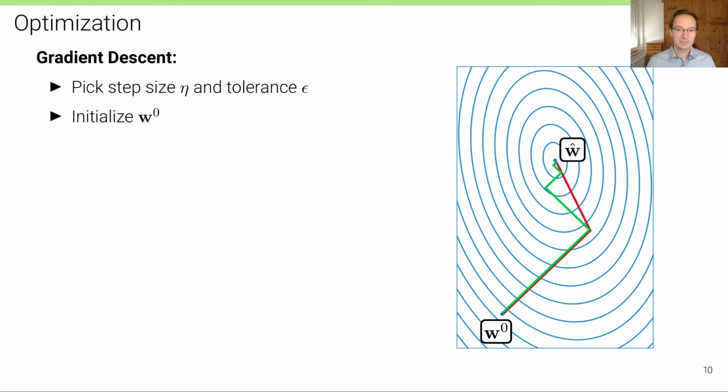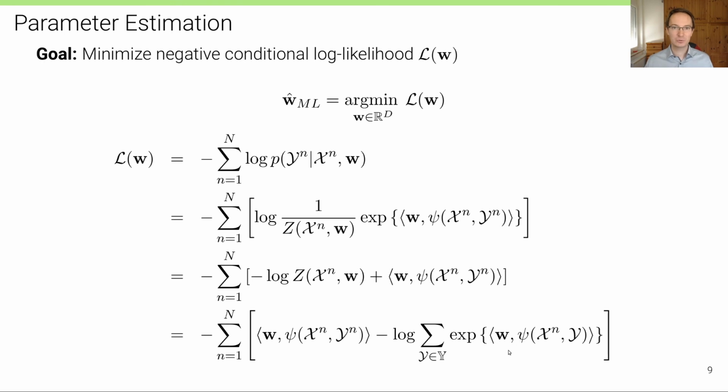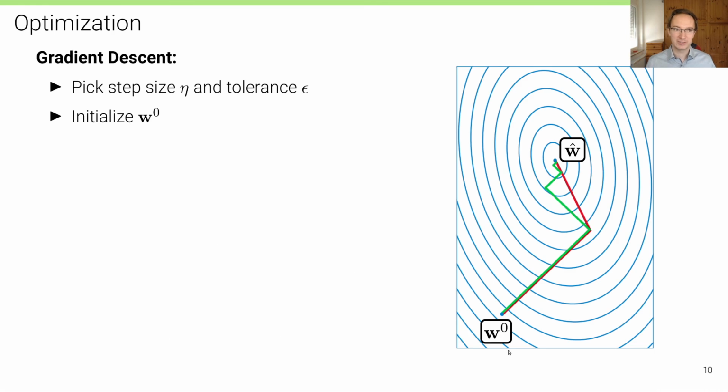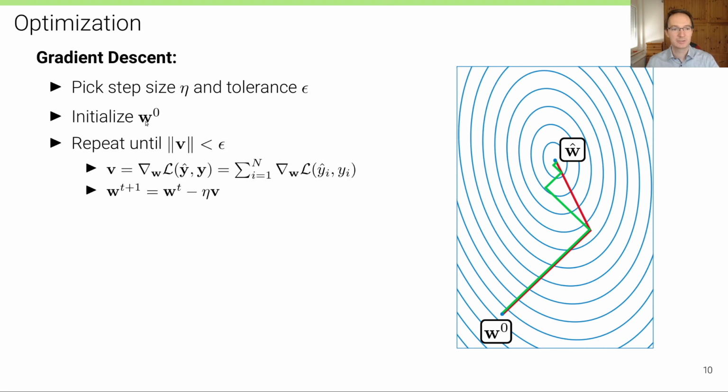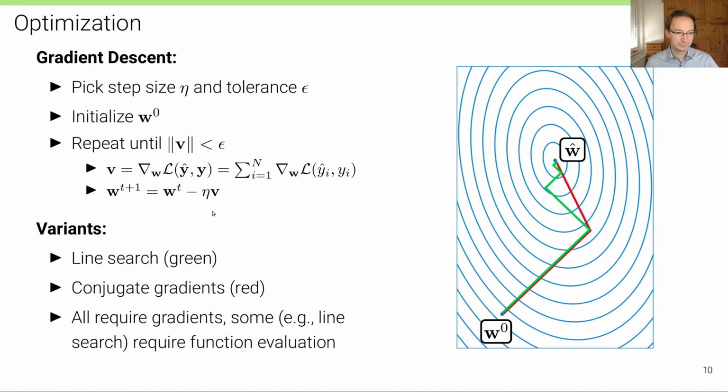Now, how can we optimize this? Well, from this form it's clear there is no closed form solution. It's clearly not quadratic. So we're going to use gradient descent. How does gradient descent work? Well, in its simplest form, we pick a step size eta and a tolerance epsilon, and then we initialize the parameters somehow. And then we repeat until convergence: we compute the gradient of the loss function, and then we do an update on the parameters. And there are various variants here.